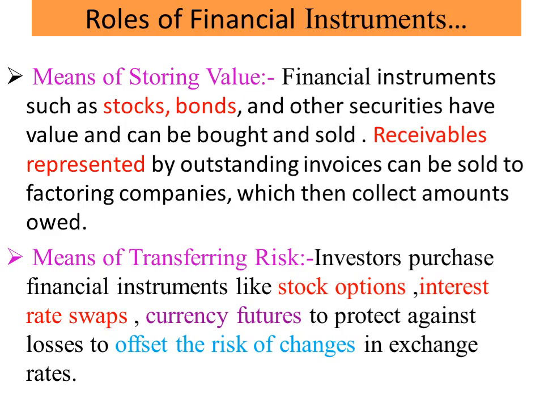The other role of financial instruments is as a means of transferring risk, especially under derivative contracts. Investors purchase financial instruments like stock options, interest rate swaps, and currency futures to protect against loss and to offset the risk of changes in exchange rates. So, to offset a risk of changes, you can transfer your risk to other parties by purchasing stocks or securities or other financial instruments.